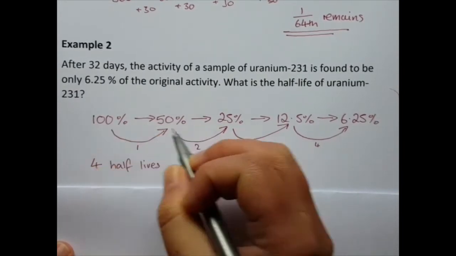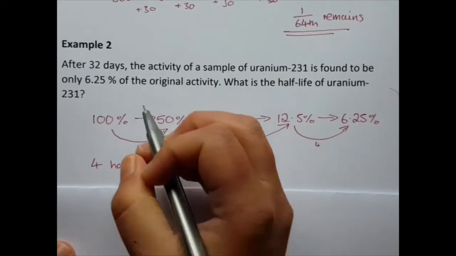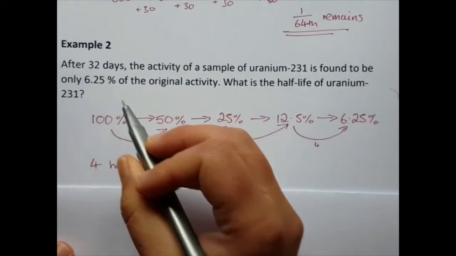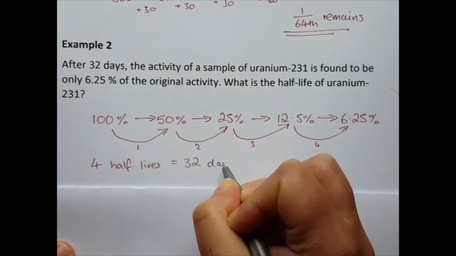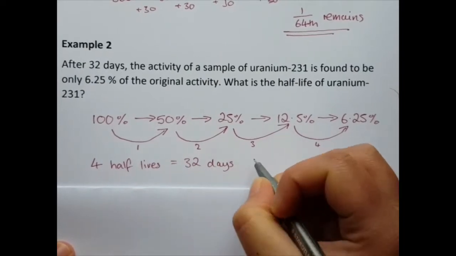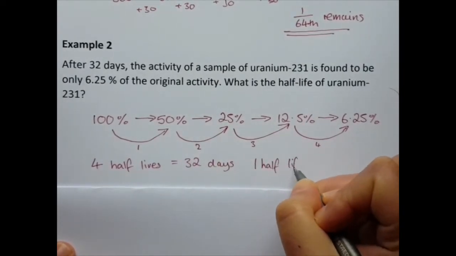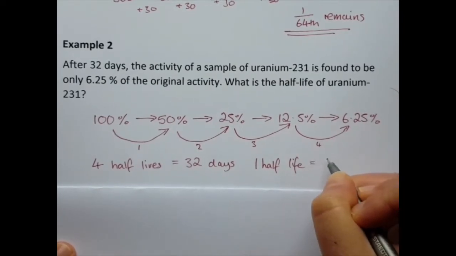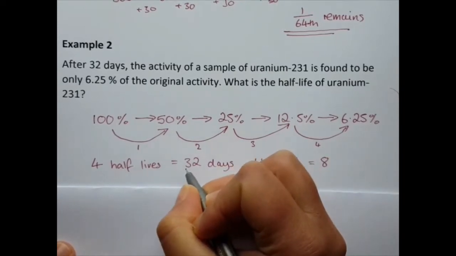to get from 100% down to 6.25%. And those 4 half-lives have taken 32 days. So 4 half-lives in 32 days means that each half-life must be 8 days long, because 32 divided by 4 is 8.